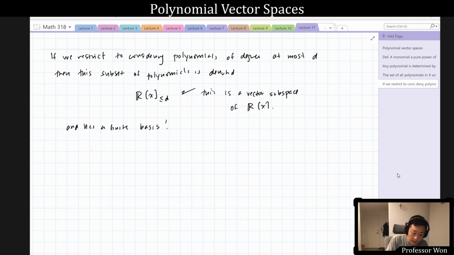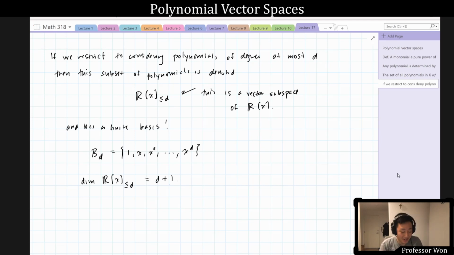Right, so I'll call the basis B_d, and you just take all the polynomials up to degree d. And again, the dimension of a vector space should be the number of vectors in a basis. And so this vector space R[x] less than or equal to d has dimension, you gotta be careful here, it's d plus 1, right? Because you have to have the constant polynomial 1 in order to get every polynomial.